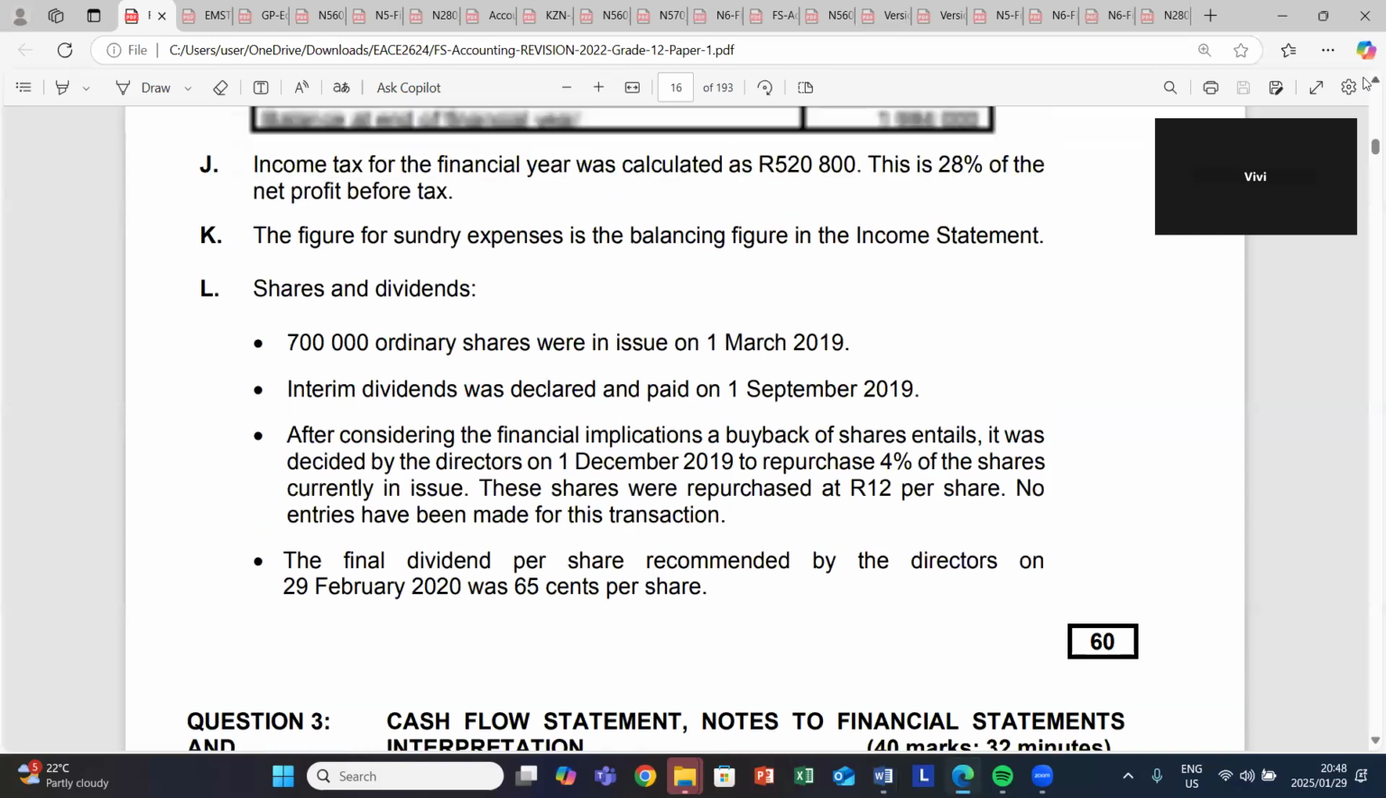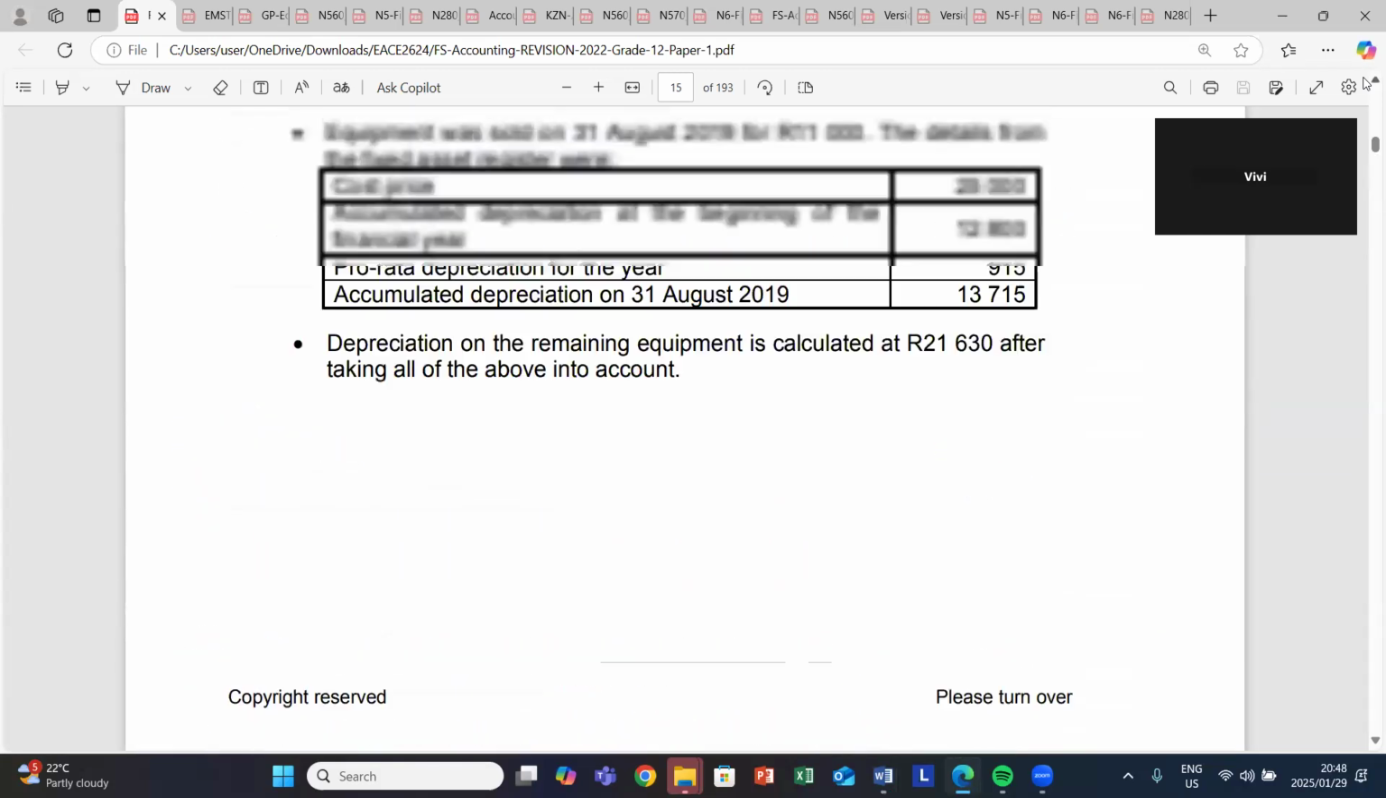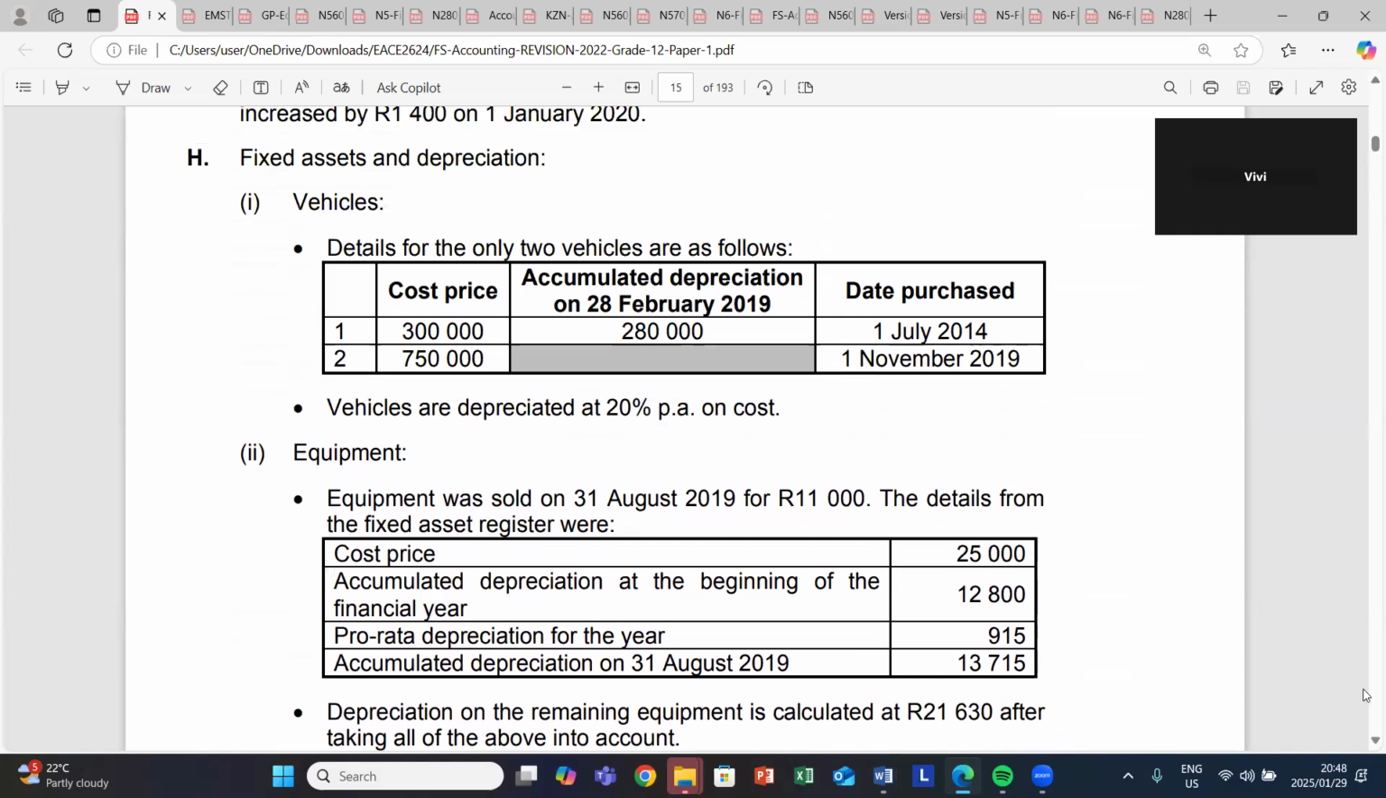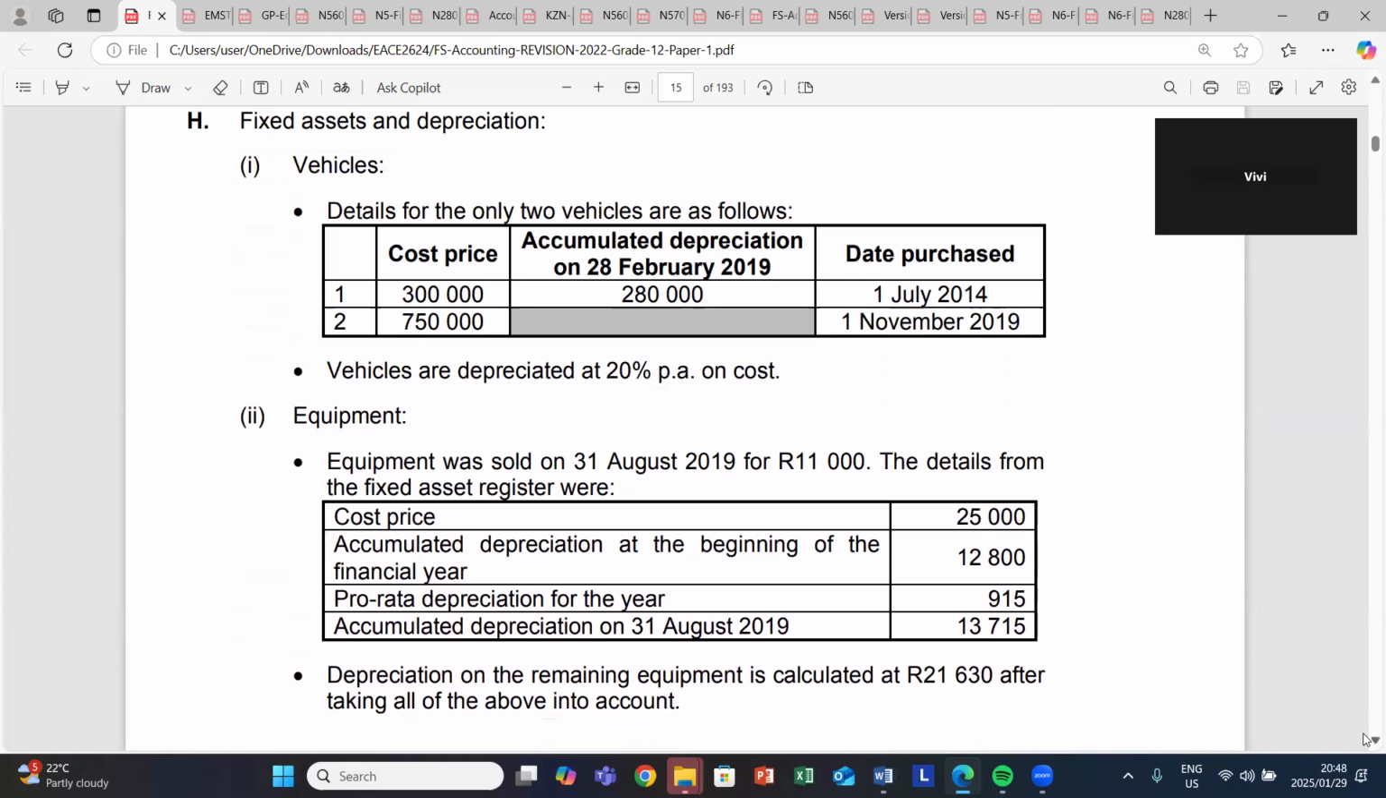Okay, let's focus on our depreciation. Do you still remember depreciation? Fixed asset and also depreciation. You don't think you know it? Well, yes. And the details for the two vehicles are as follows.